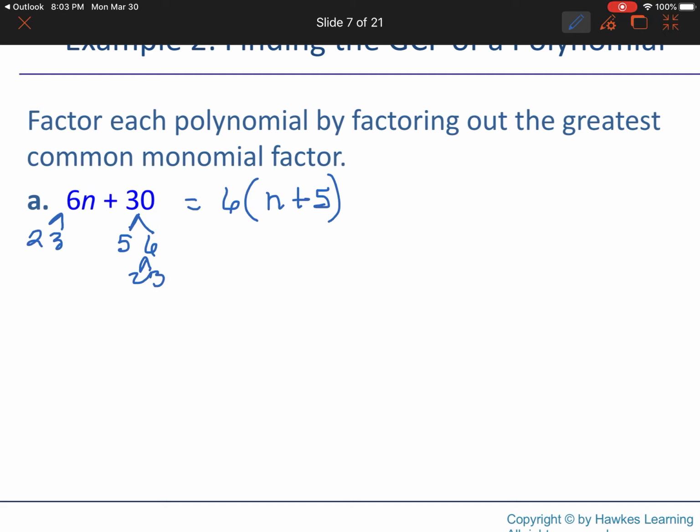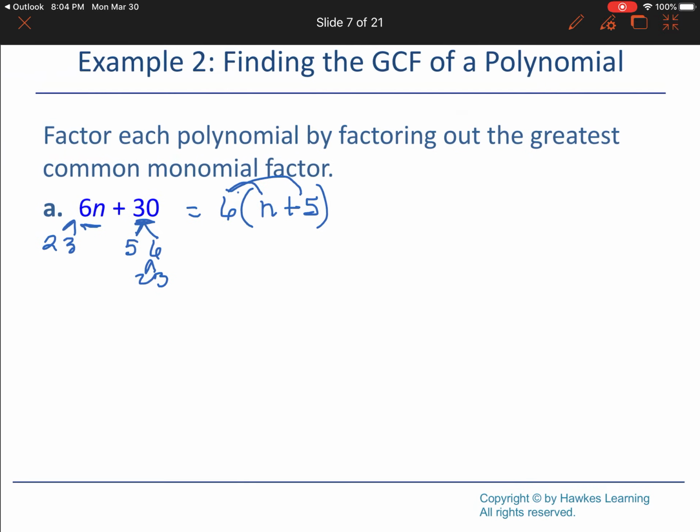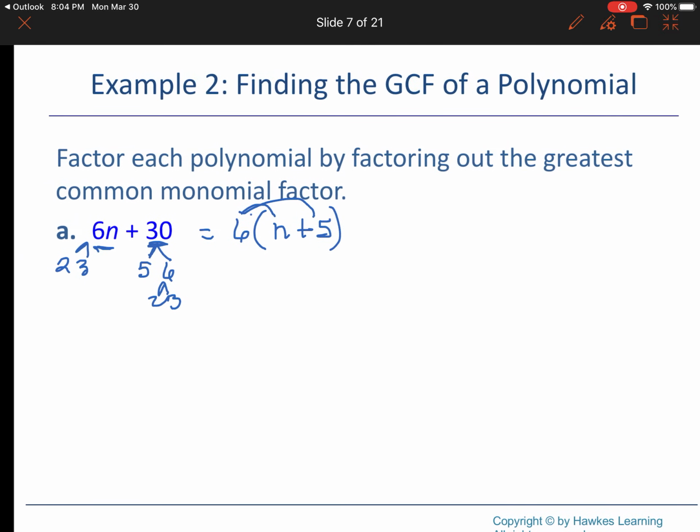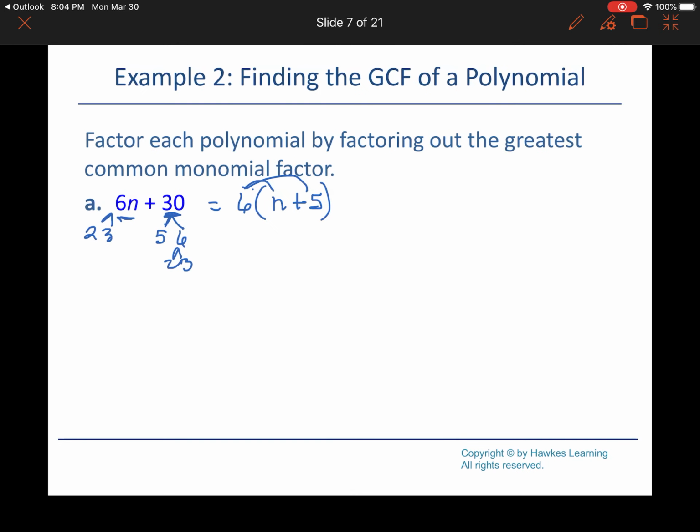So the nice thing about factoring is you can always check your work by multiplying. Since factoring is kind of unmultiplying it, right? You can always multiply it back out and see if you get the same answers you started with. And sure enough, if I distributed, I would have this 6 times n, that would be 6n. And I would have 6 times 5, that would be the 30. And that gets me back to where I started.